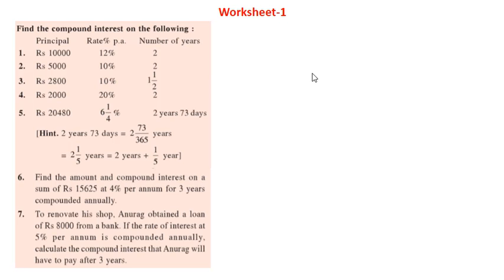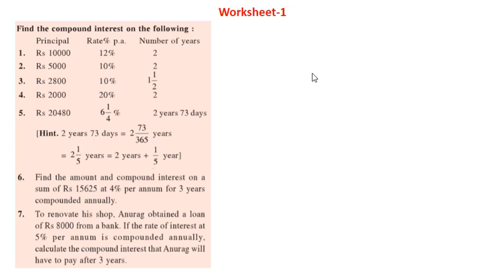Okay, now here the first problem is principal, rate of interest, number of years are given. First problem, whole number of years, so this is type 1 problem. Second is also type 1 problem. Third is 1.5 year, so type 2 problem. Then there is 2 years 73 days given. So that 73 days we have to convert into year. So number of days upon 365 will give me complete year, na? So 73 divided by 365, I will get complete year. Hint is given, you can use that hint.